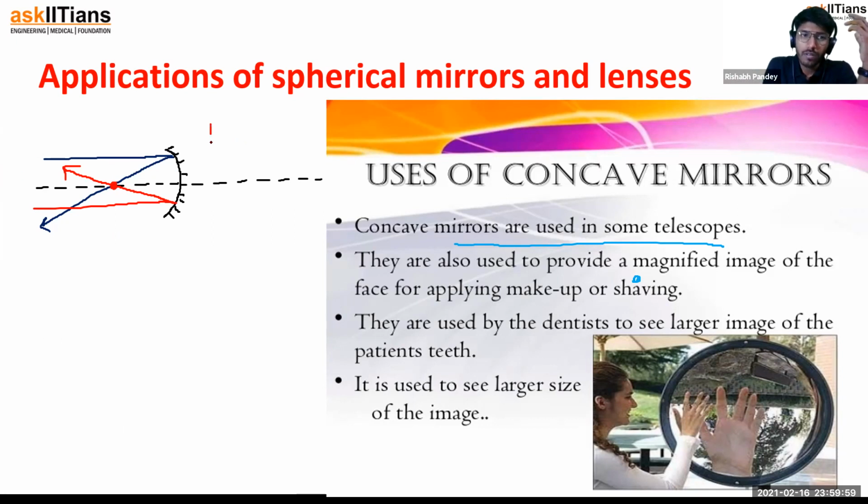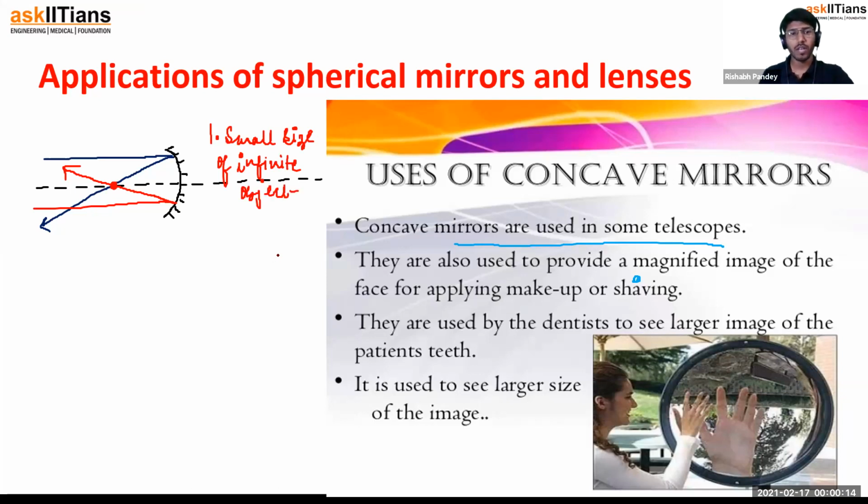So the point is the small size of the infinite object. Small size of the infinite object. So if I'm using a concave mirror, this is the very first benefit, right?